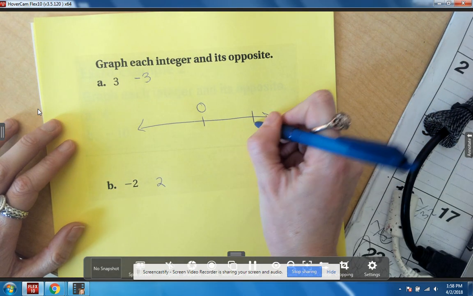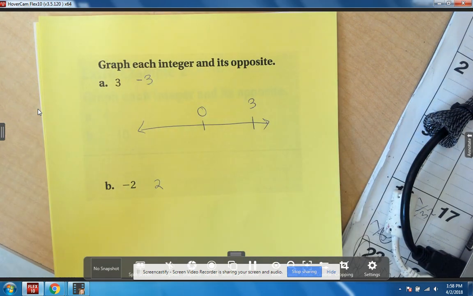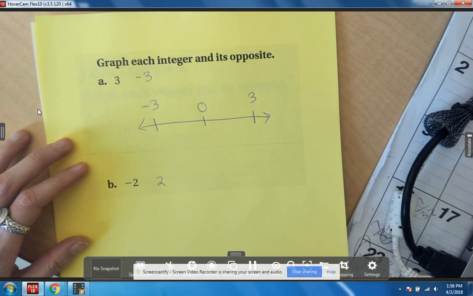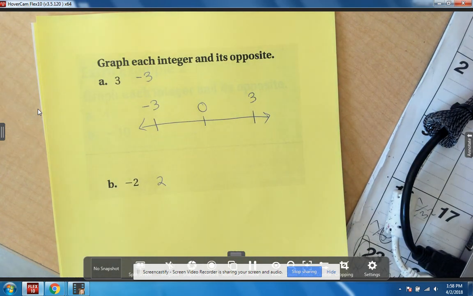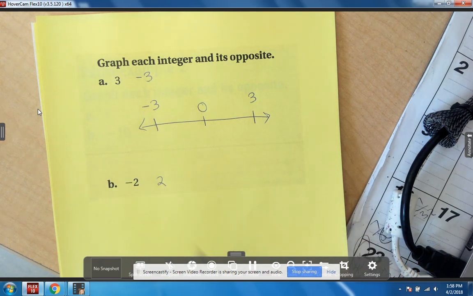+3 would be on the right side. You don't even have to count out. You can just put a slash on the right to show that a +3 is bigger than 0, and then put your -3 on the opposite side. So that's it. Put a 0 in the middle to separate your positives from your negatives. +3 is on the right because it's bigger than 0, and the opposite, -3, is on the left.